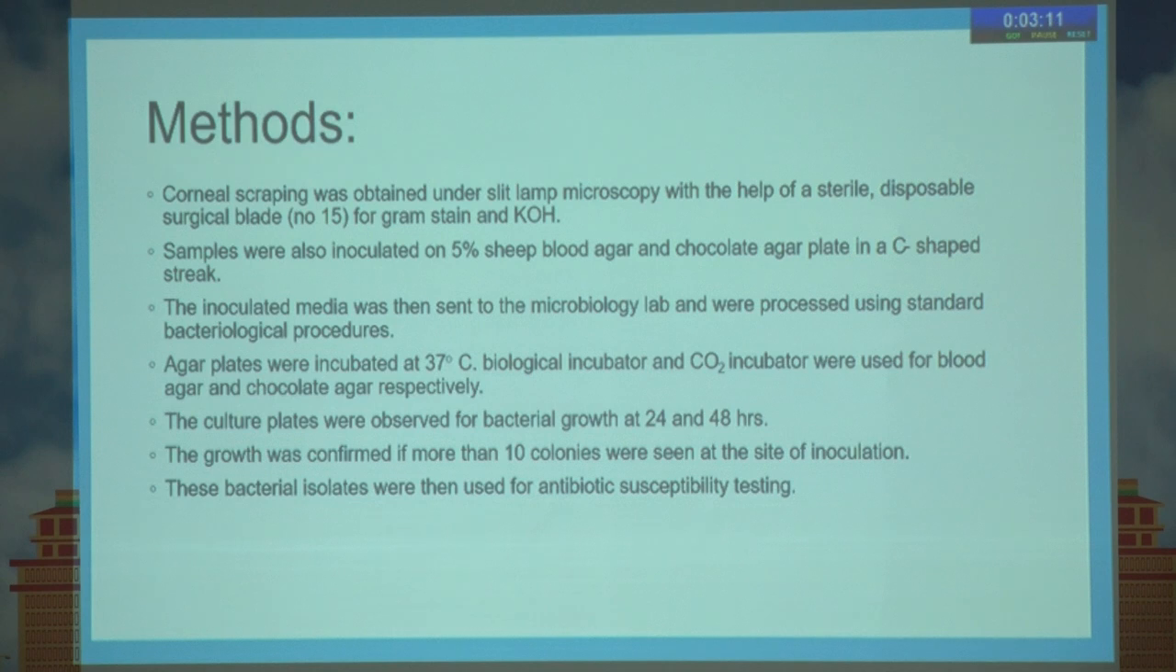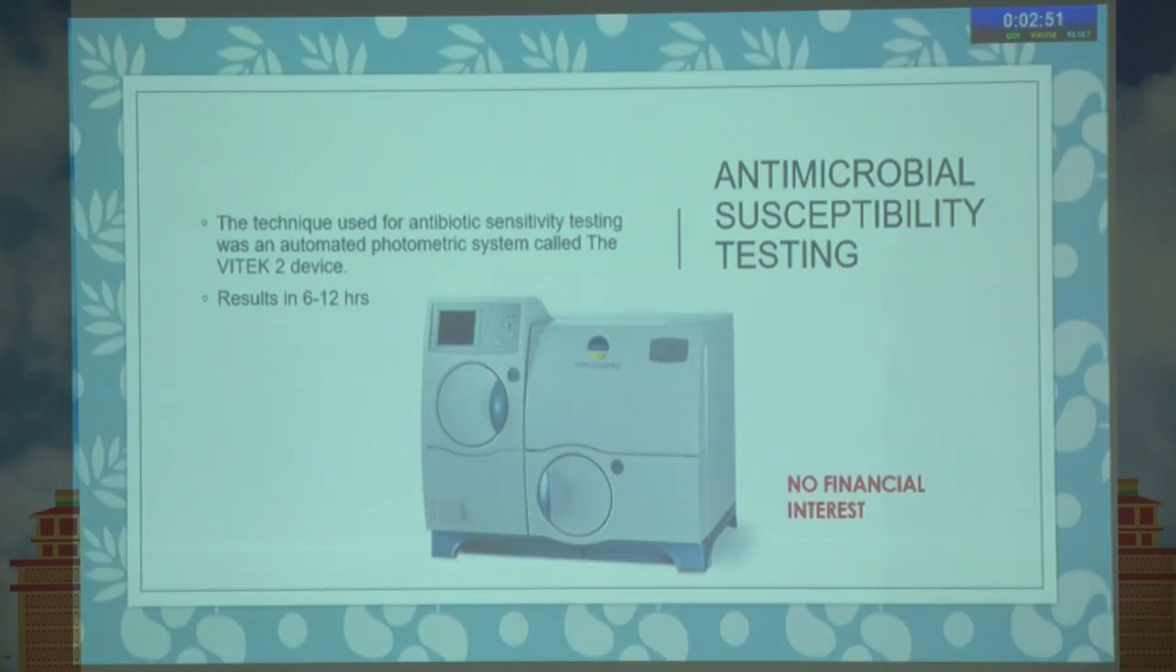The corneal scrapings were taken with a surgical blade number 15 and inoculated into blood agar and chocolate agar, along with Gram, Giemsa, and KOH stains. It was sent to the microbiology lab, where it was incubated at 37 degrees, and when the culture plates had almost 10 colonies, they were tested for antibiotic sensitivity. The other thing different that we did at our center was use the Vitek technique, which could give results of the antibiotic sensitivity pattern in 6 to 12 hours.